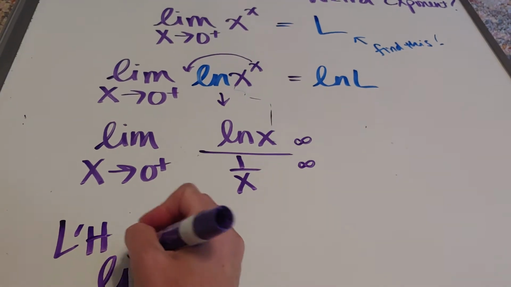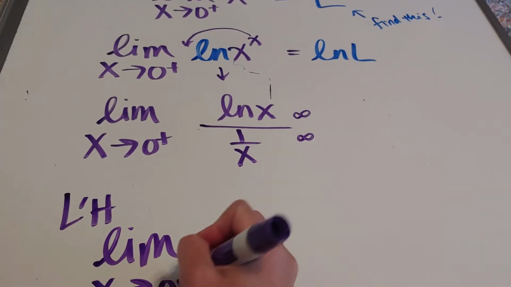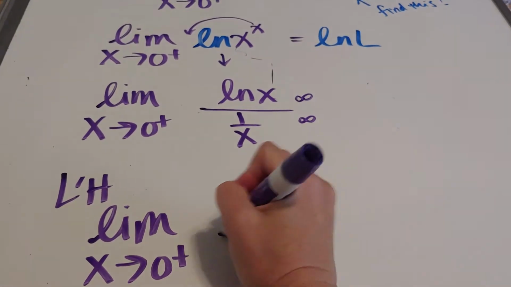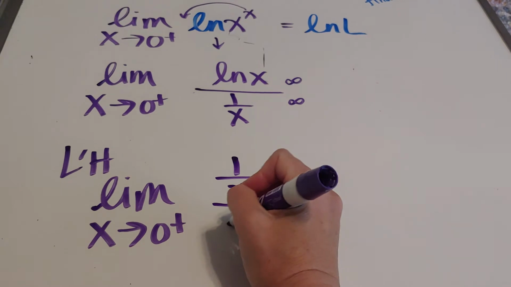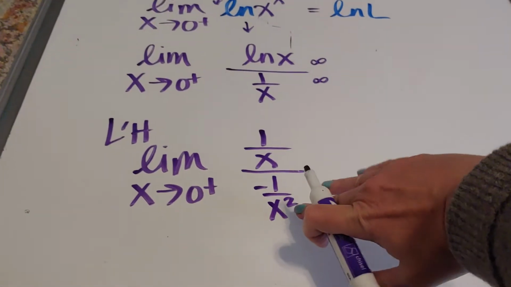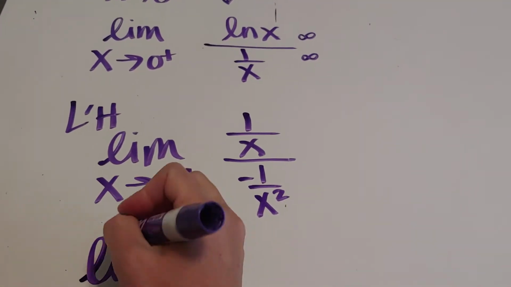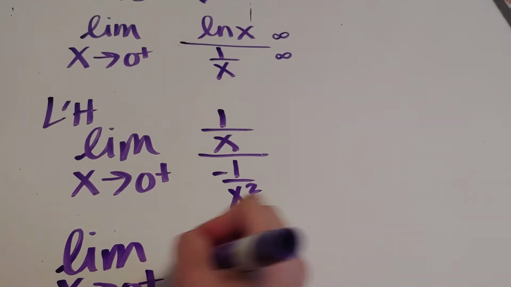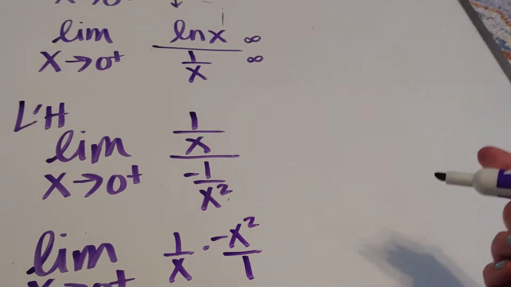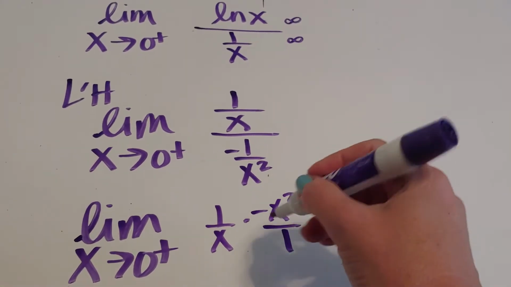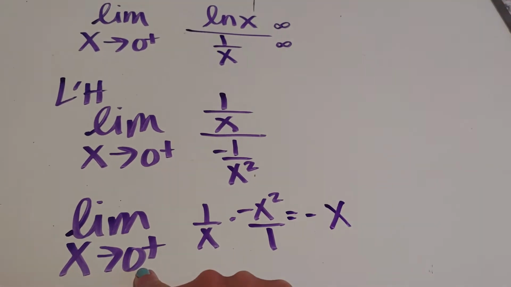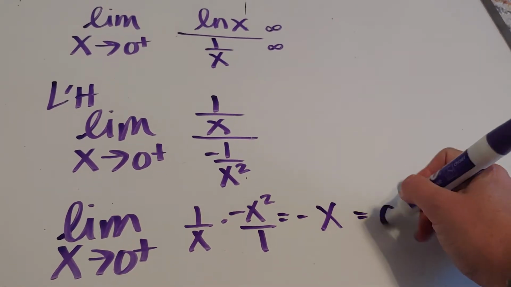So here I go using L'Hopital's rule. The derivative of the ln of x is 1 over x. The derivative of 1 over x is negative 1 over x squared. This double stack fraction will flip up. This will be the same thing as 1 over x times negative x squared over 1. So I believe this will just reduce to a negative x. And when I plug in 0, I'm going to get 0.